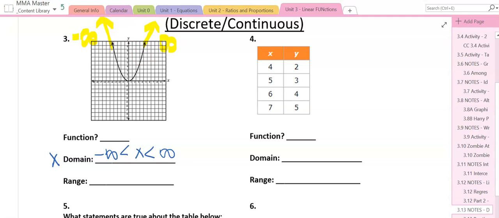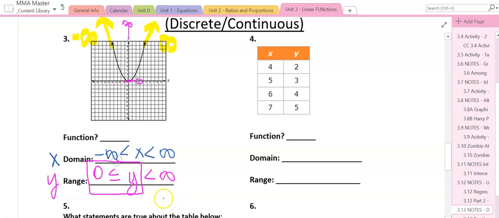The range is a little bit different. The range is always going to have a lowest or highest point. And on this one, as you can see, it has a lowest point of 0. And it goes all the way up. Those arrows are going to go forever to infinity and beyond. So this one actually goes from 0 to infinity. And it includes the 0 because the 0 is solid, so that will be included, but we can never include infinity.